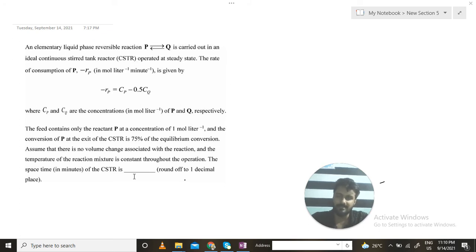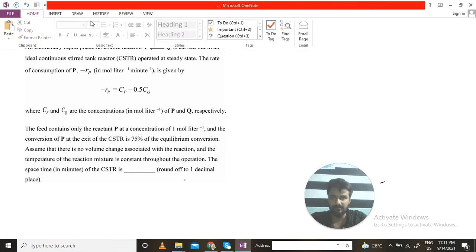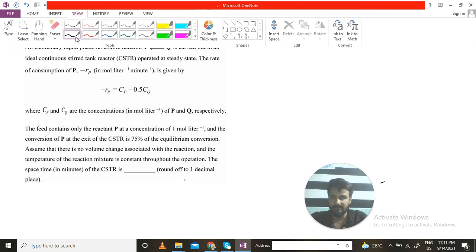You can analyze the question. They are asking about the space time of the continuous stirred tank reactor for the reversible reaction. So let me explain some basic things about the continuous stirred tank reactor. Then I will discuss some basic concepts about the reversible reaction, how we calculate the equilibrium constant, and how the equilibrium constant is related to the equilibrium conversion. Then after that we will proceed. So if we see the reversible reaction.